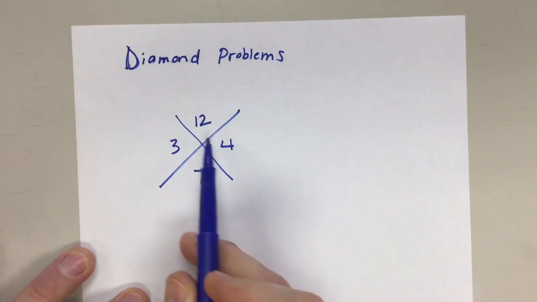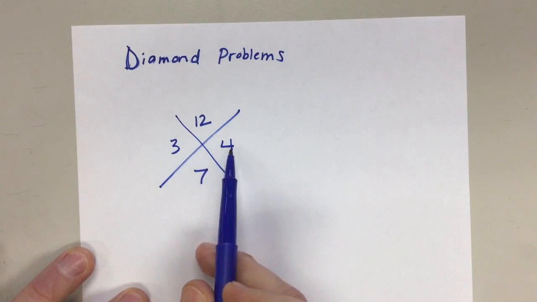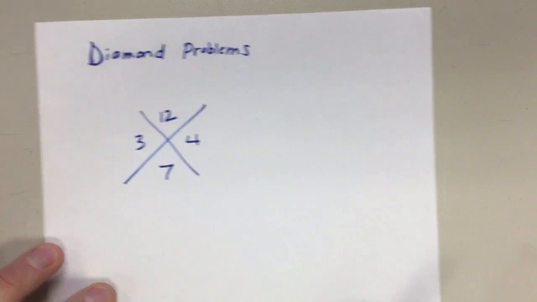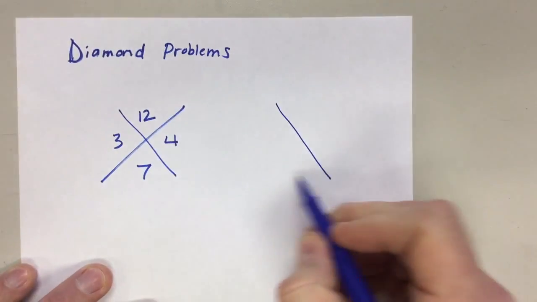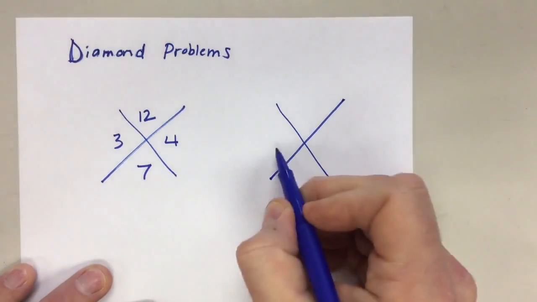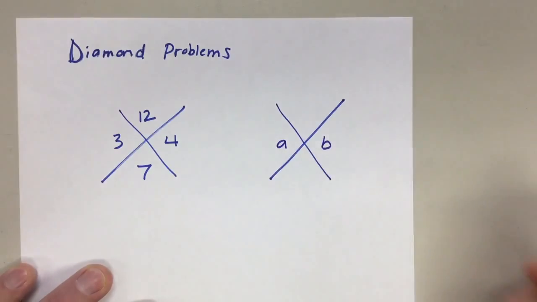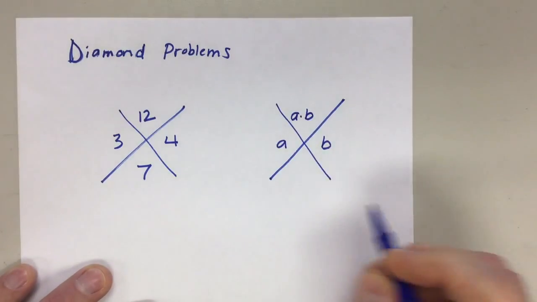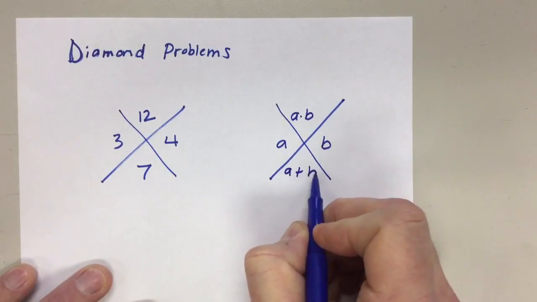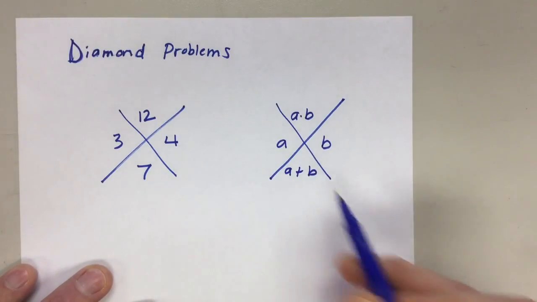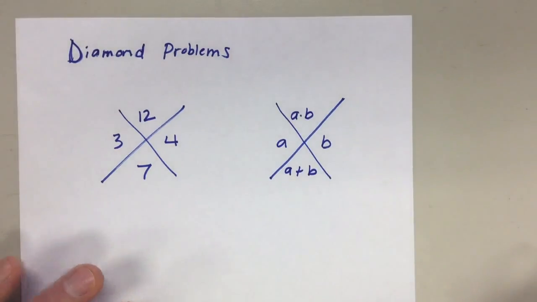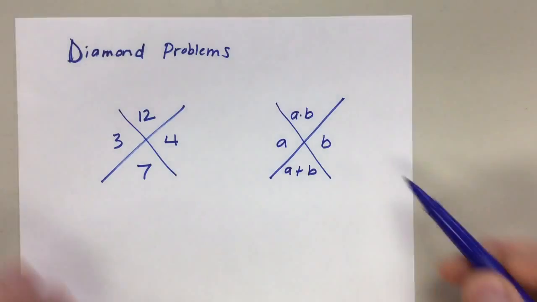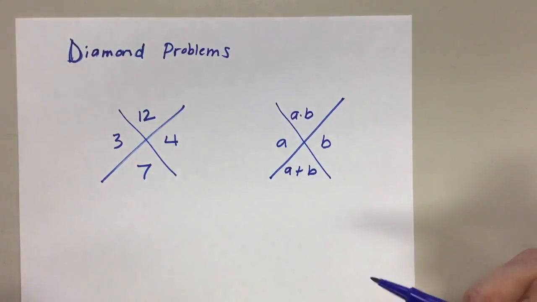So 3 times 4 is 12. 3 plus 4 is 7. So if I want to write this using variables, if the sides are A and B, the top would be A times B, the bottom would be A plus B. Being careful, of course, if A and B are negative, that can affect your answers for either the top or the bottom.